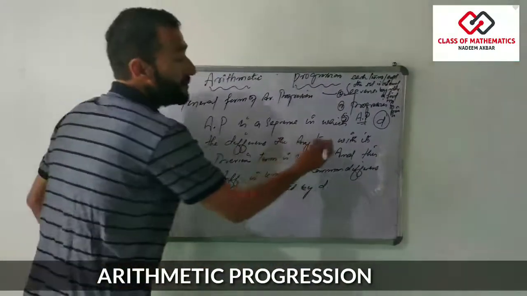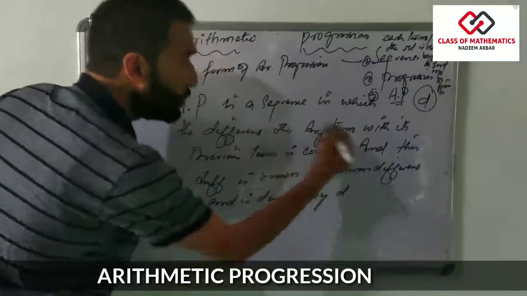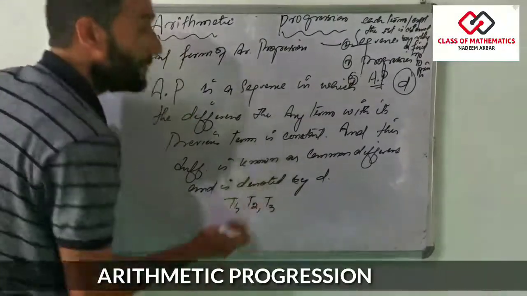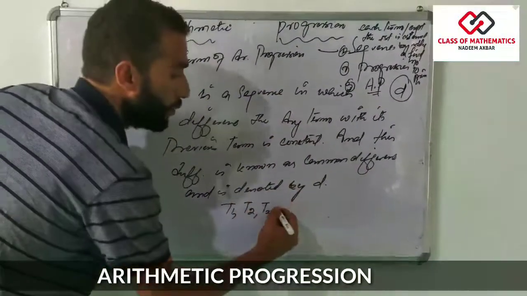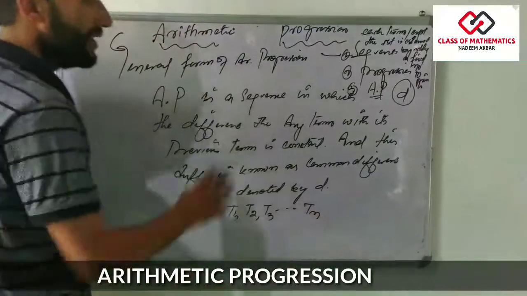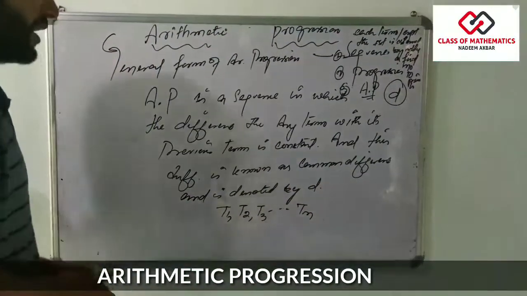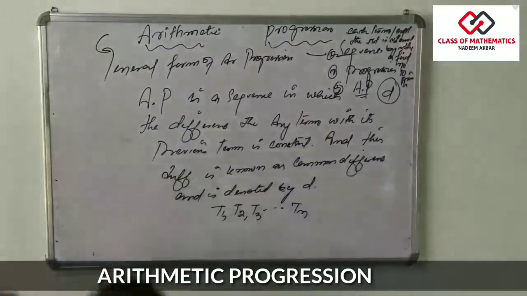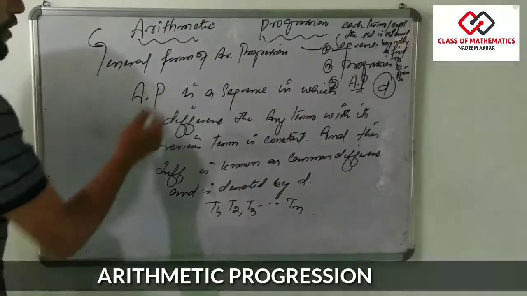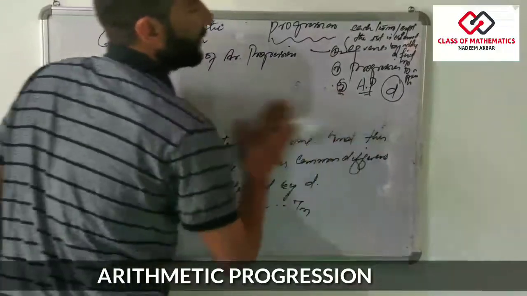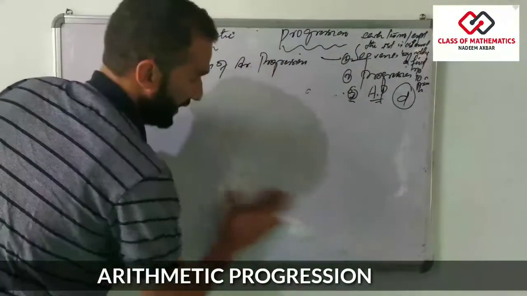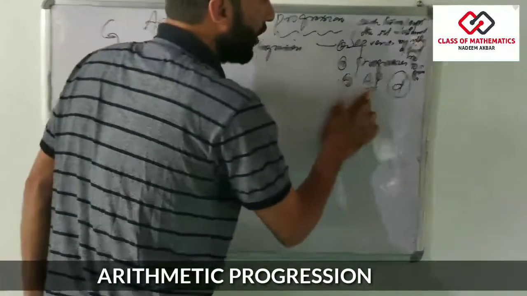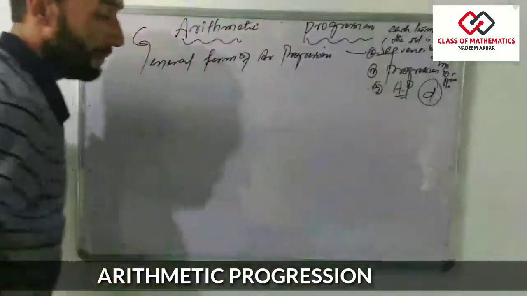And these terms in this AP are usually denoted by T1, T2, T3. Now if the sequence is finite, then it will move up to Tn. So this is the definition of arithmetic progression. आज हम इसी arithmetic progression की general form पढ़ेंगे, इसकी derivation पढ़ेंगे. Remember this thing. This is important, क्योंकि इसी general form पे पूरी exercise first और second depend है.